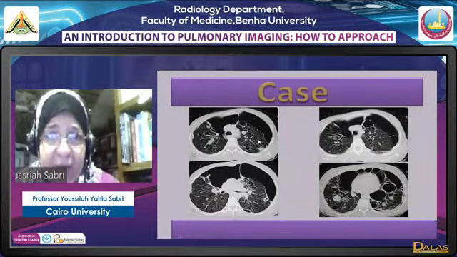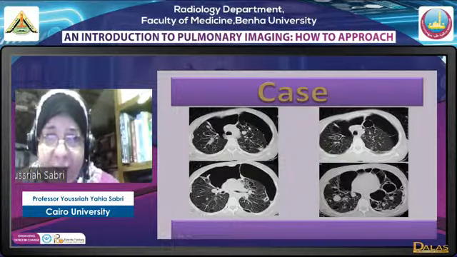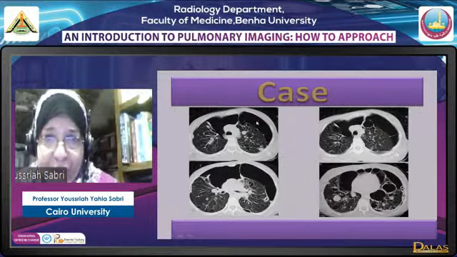Now again, we have here bilateral cysts. Okay, we have bilateral cysts that are seen in the upper lobe and in the lower lobe, so it is dispersed in both lungs, and we have bilateral pneumothorax here.